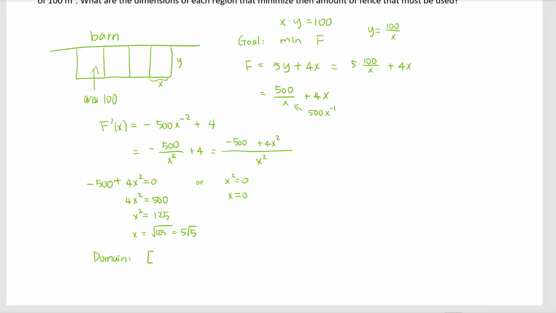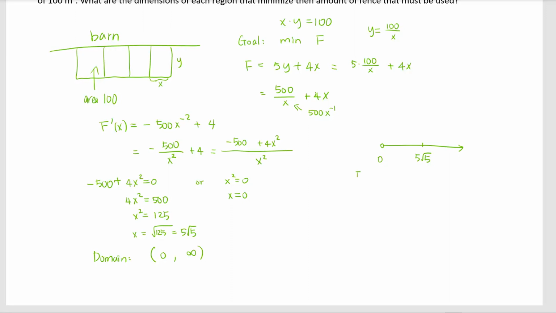The smallest x is 0, but not really. You cannot reach 0, because if x is 0 the area is going to be 0, and you don't have a positive area for the region. How big can x be? It can be very, very big, and y is just going to be small. So we draw our domain from 0 to infinity, and the 5 square root of 5 is there.